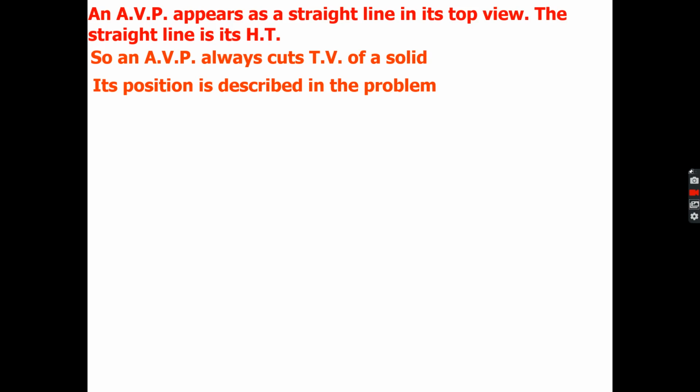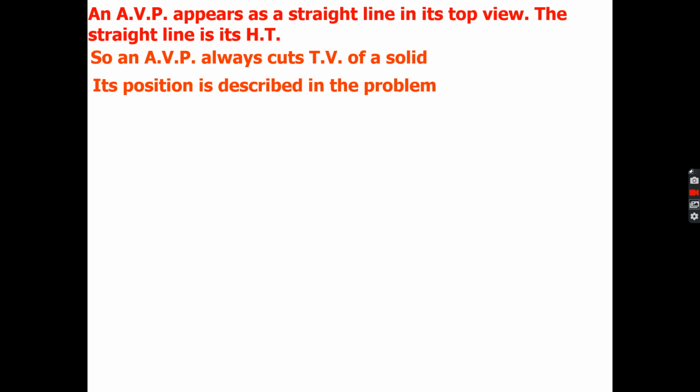In the last class, we saw the AVP, the auxiliary vertical plane. We have discussed that the AVP is a straight line in top view, and that straight line is its ST. So what is a ST? Suppose there is a line and you extend the line toward the horizontal plane. Wherever it cuts the horizontal plane, it is the horizontal trace of that particular line.